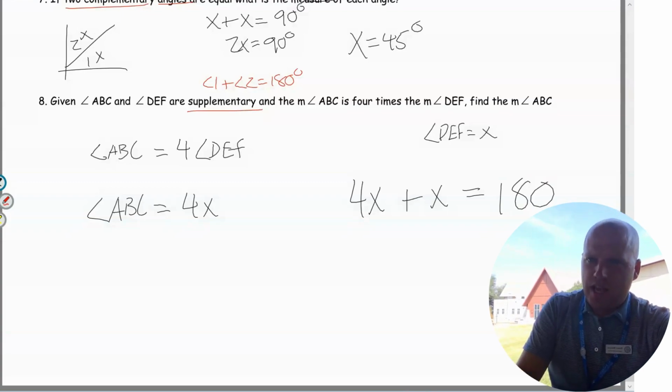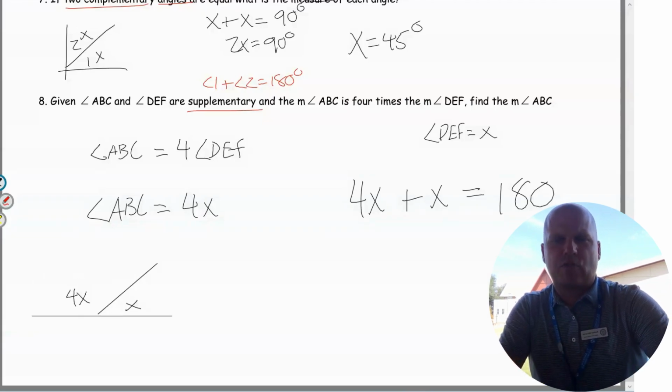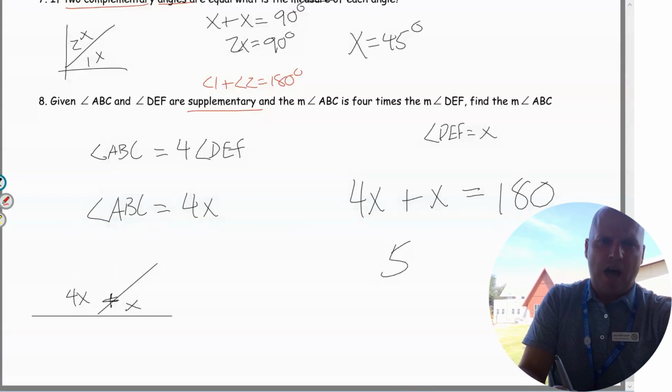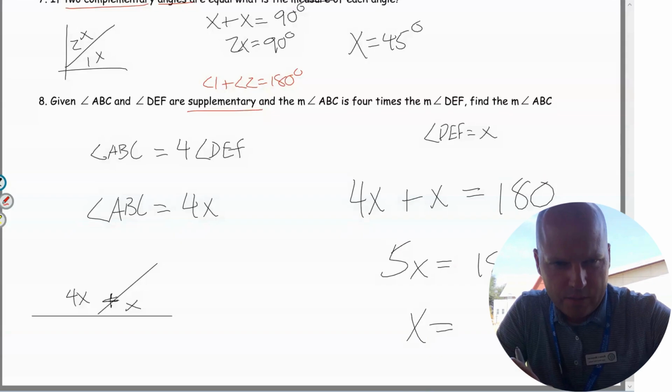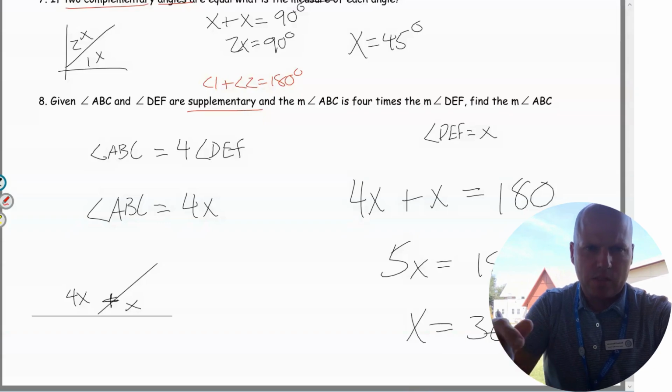You could also say, hey, here is a straight line. Here is ABC. Here's DEF. I don't know what the smaller angle is, but I know this angle is 4 times the size of the smaller angle. You have to add them together to get 180 degrees. 5 of these x's is 180 degrees. x must equal whatever that is. 36. Is that right?